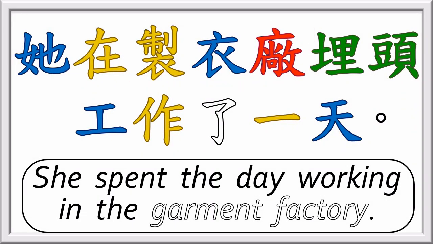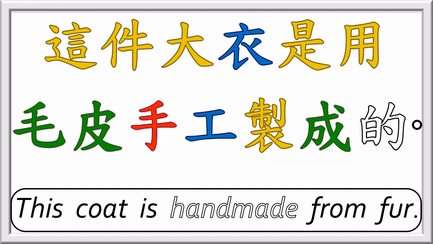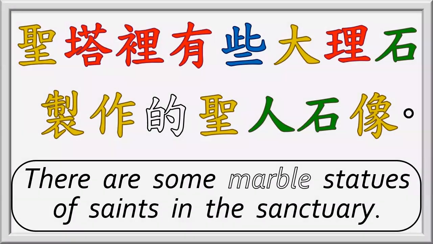她在制衣厂埋头工作了一天。She spent the day working in the garment factory. 这件大衣是用毛皮手工制成的。This coat is handmade from fur. Another phrase meaning to make or manufacture is 制作. And the producer of a movie or film is a 制作人。圣堂里有些大理石制作的圣人石像。There are some marble statues of saints in the sanctuary.